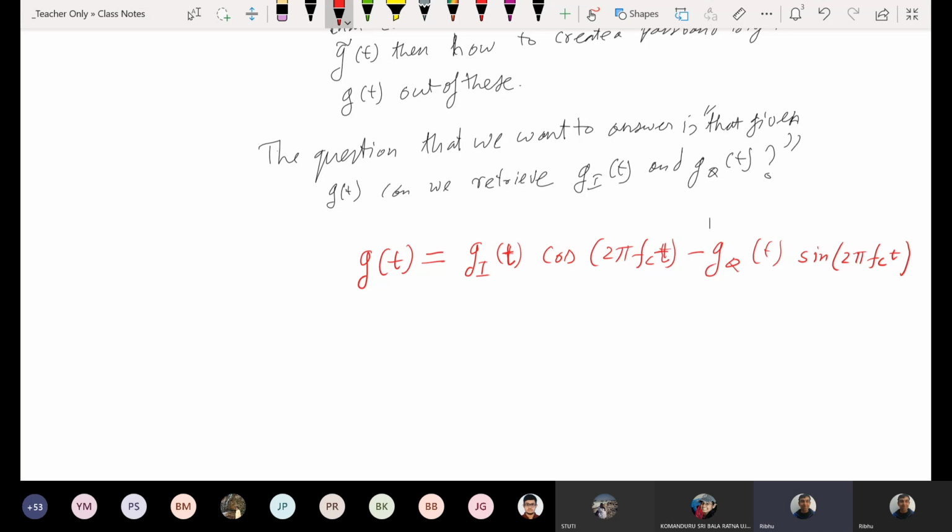They are orthogonal, right? So actually gI(t) and gQ(t) are not orthogonal. Cos 2 pi fc t and sin 2 pi fc t are orthogonal. So I hope you understand the difference. But yes, we'll be using this property that cos 2 pi fc t and sin 2 pi fc t are orthogonal. More guesses?